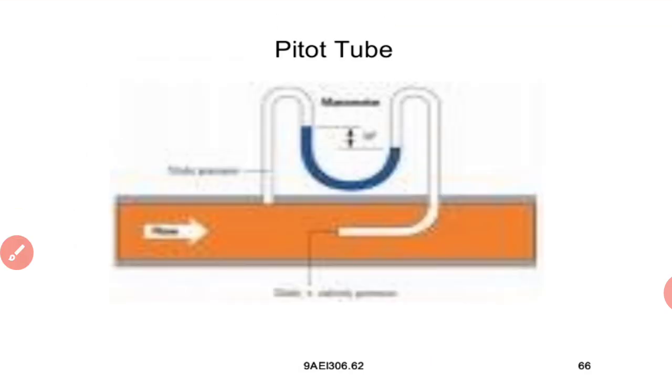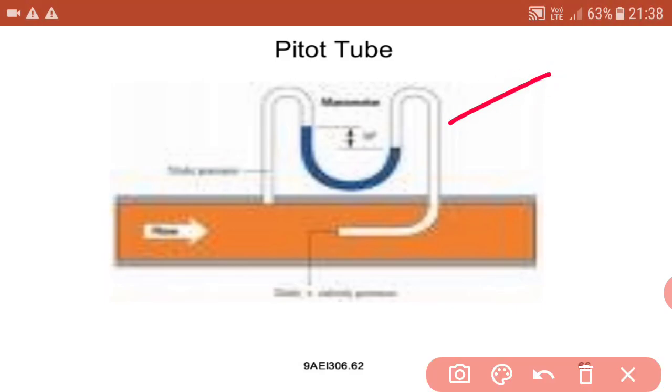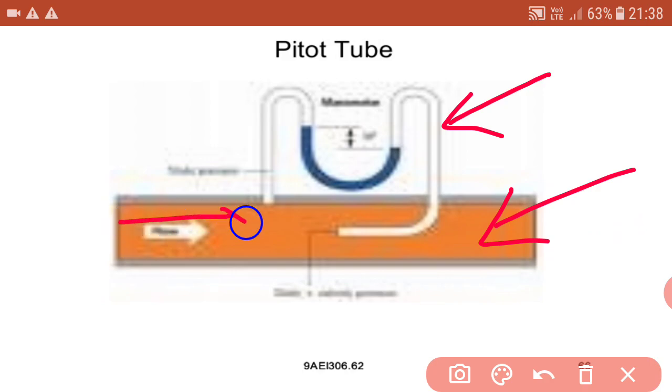This is the typical pitot tube. Here we can see this one is the pitot tube, and it is placed inside the flow. The orange color pipe is the flow of fluid and the direction of flow is given by this arrow. So whenever the direction of flow is in this direction, at that time the pressure is created in the pitot tube. So flow is directly converted into pressure. So this way we will measure flow.